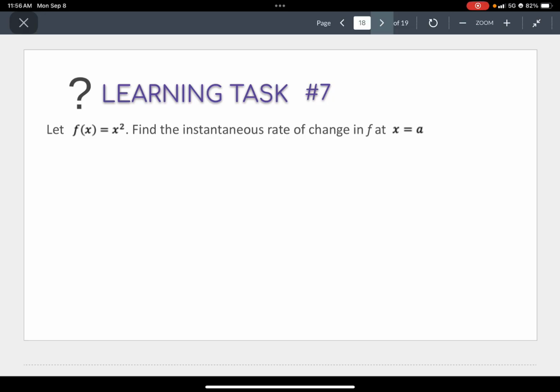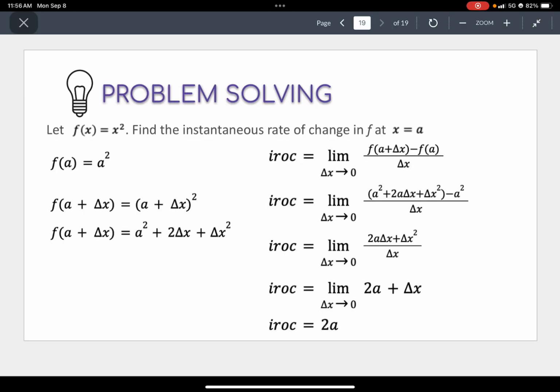So learning task number 7, we're letting the function be f of x equals x squared. Your task is to find the instantaneous rate of change in f at x equal a. Go ahead and pause the video and work the learning task. Let f of x equal x squared. Find the instantaneous rate of change in f at x equal a.